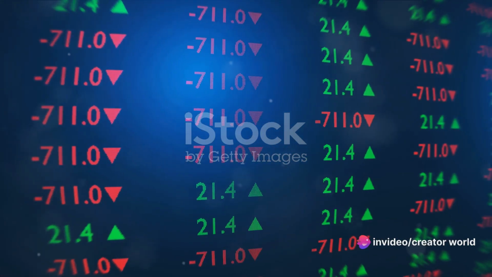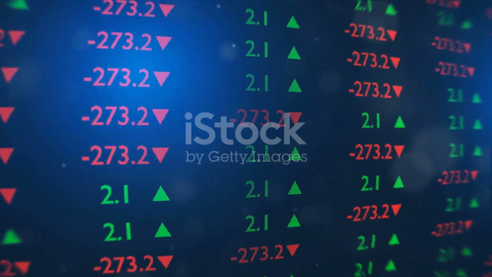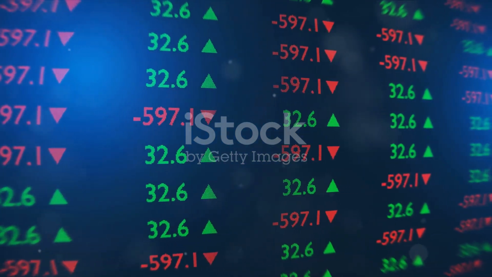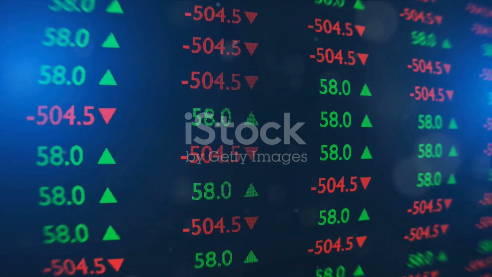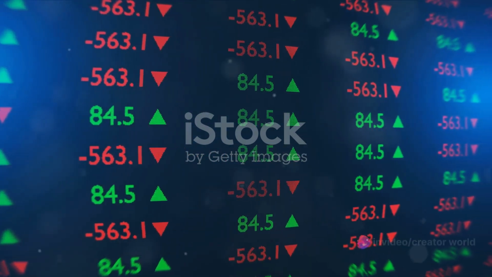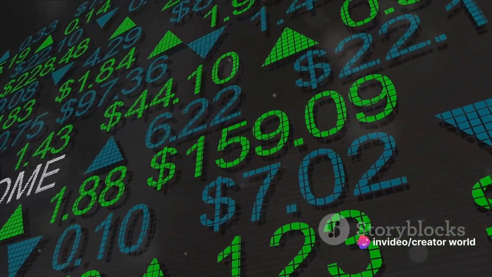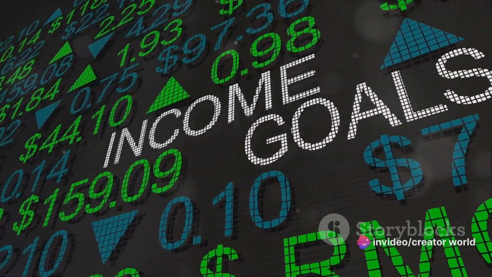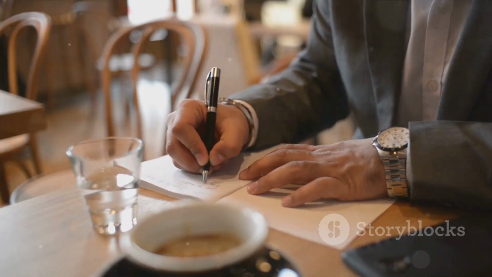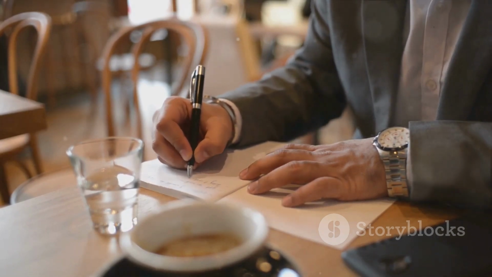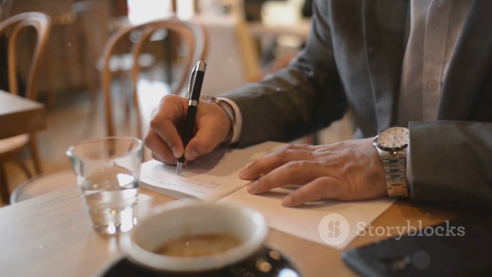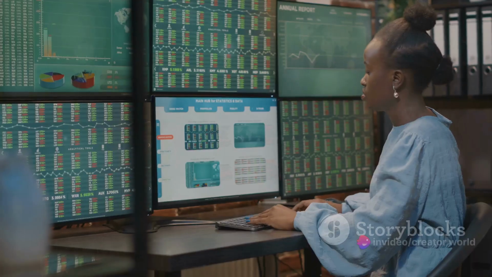The first step is dive deep into financial markets, including stock exchanges, commodities, and forex. Make it a habit to study market news, economic indicators, and company fundamentals regularly. The second step is define your trading objectives, whether it's generating consistent income, building long-term wealth, or achieving financial independence.